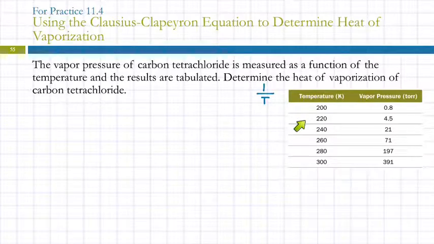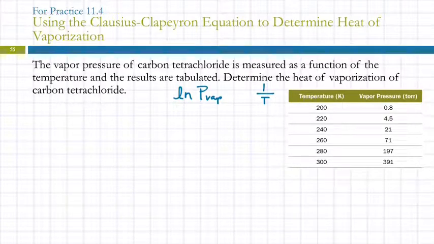So you need to take all of these temperatures and find the inverse of them. So 1 divided by 200, write down what that is. 1 divided by 220, and write that down. And then we need the natural log of the vapor pressure. So you'll take the natural log of 0.8 and write that down. The natural log of 4.5, write that down. And then you're going to graph natural log of P on the y-axis and 1 over T on the x-axis.